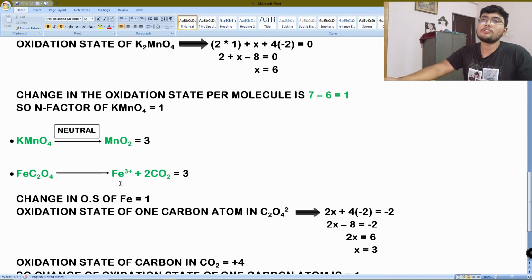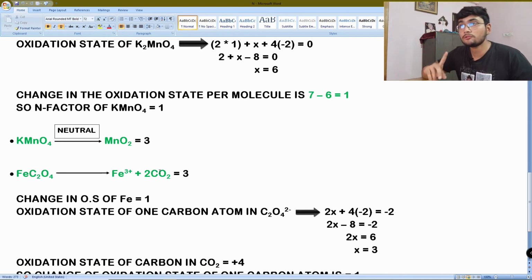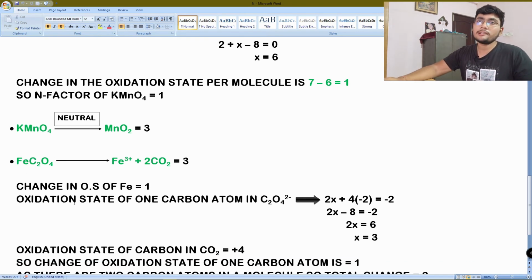Alright, now it doesn't end here. Now the carbon is also having a change in oxidation number, so you have to check each and every atom. Alright, so now you see what would be the oxidation state of carbon in this whole ferrous oxalate thing. Alright, so let us calculate that. Okay, so what is the oxidation number of carbon in oxalate ion?